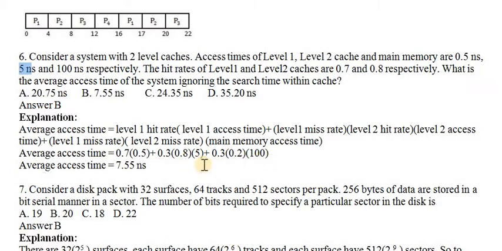Plus, suppose the data is not present in L1 or L2, we look in main memory. For that the access time is 100, and the parameters we multiply are the miss rate of L1 cache into the miss rate of L2 cache into the access time. So 30%, 20% for L2, into 100 nanosecond. If you multiply and add all, we get 7.55 nanosecond, which is option B.